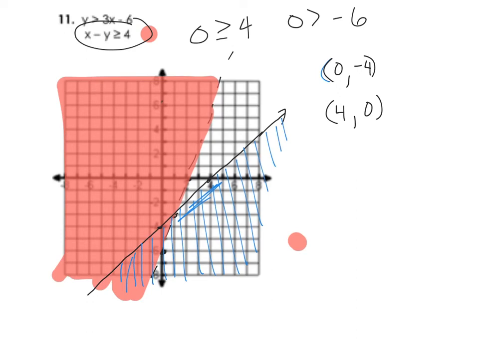And where do these two overlap? The two overlap in this area. So my answer is kind of this triangle shape right here.